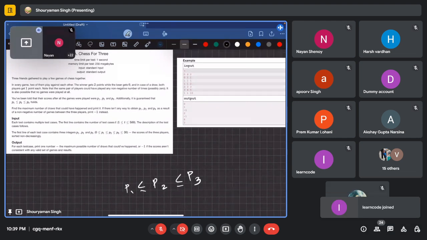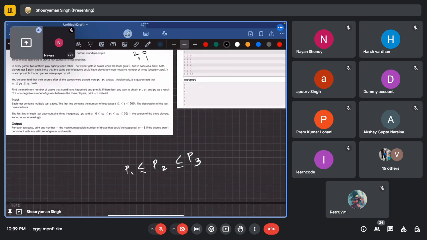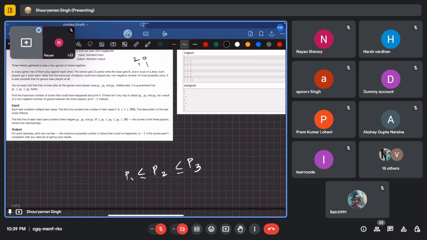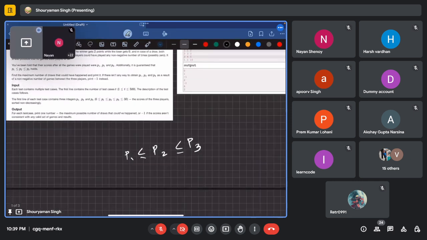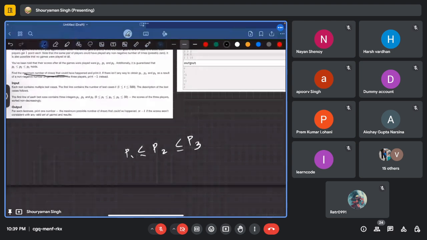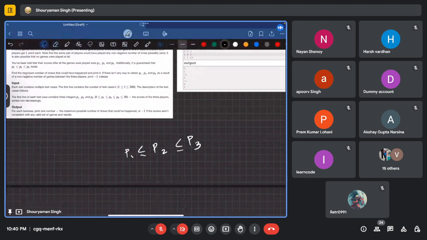Three friends have to play a game. The winner gets 2 points, while the loser gets 0. So 2-0 will be one case, and the other case will be a draw, in which both the players get 1 point. Okay, that doesn't matter much. Now we have to find the maximum number of draws that could have happened and print it.